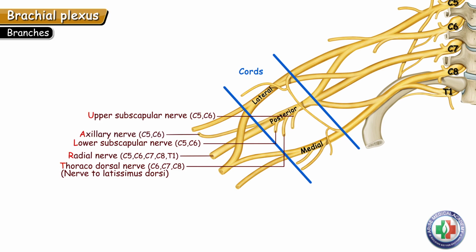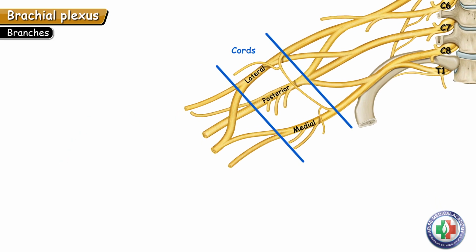You can remember these as ULTRA: upper subscapular, lower subscapular, thoracodorsal, radial nerve, and axillary nerve. You can also remember it as LUNAR: lower subscapular, upper subscapular, nerve to latissimus dorsi, axillary, radial. Remember, the nerve to latissimus dorsi is also called as thoracodorsal nerve.